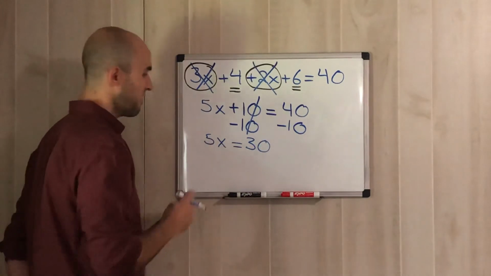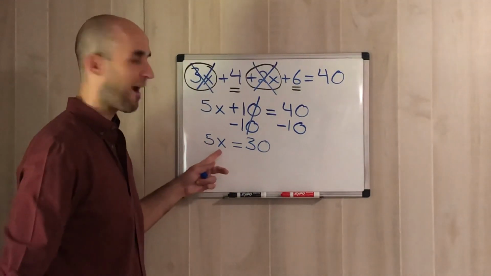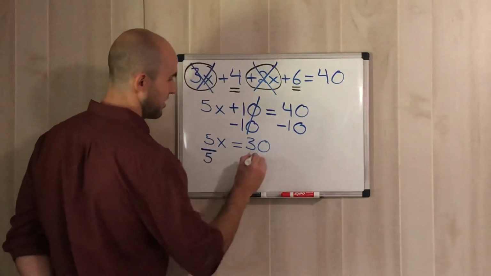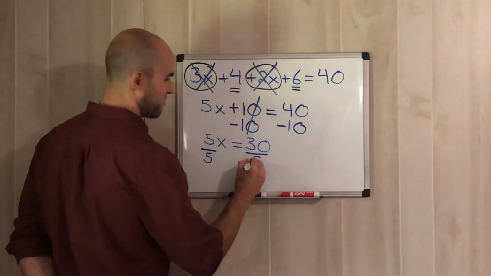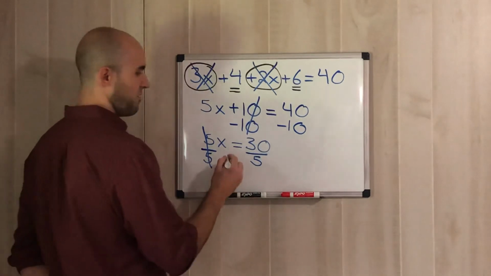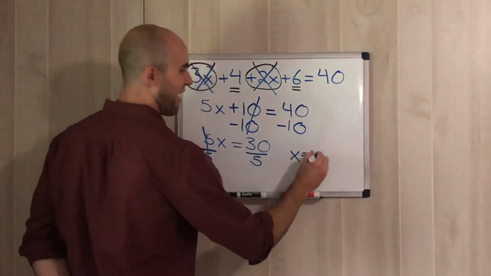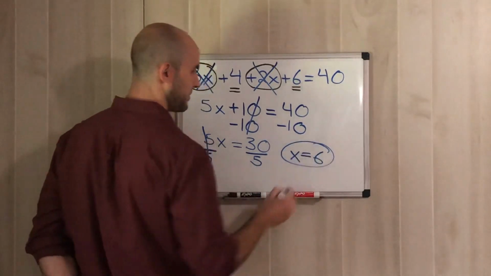And now once we're here, again, whenever you have a number next to a variable, it's always multiplication. Opposite of multiplication is division. Divide that by 5, divide this by 5. 5's cancel out, and we're left with x equals 30 divided by 5 gives us 6.